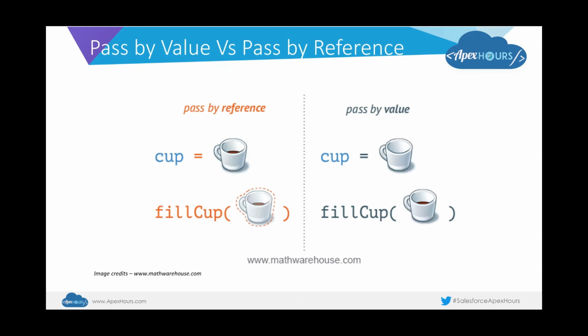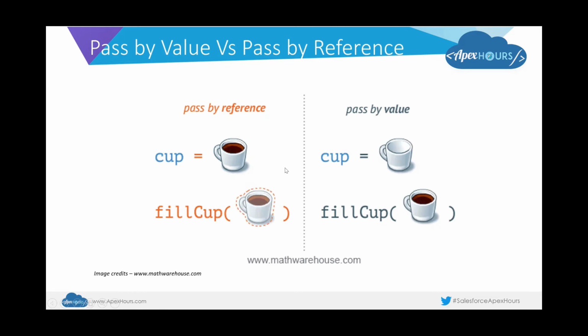In pass by value, a copy of the variable is created and sent over into the method. However, in pass by reference, the actual variable itself is sent over to the method, which means that any changes that happen on that variable within the scope of the method are actually happening on the original variable and not a copy of that particular variable.